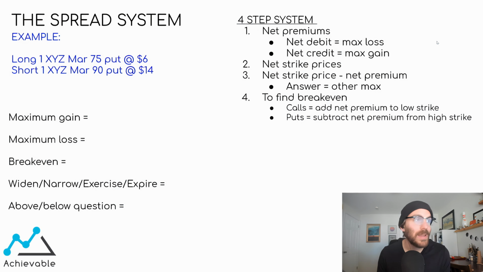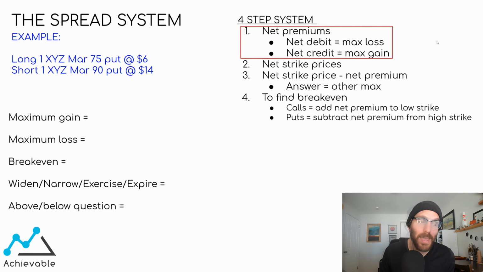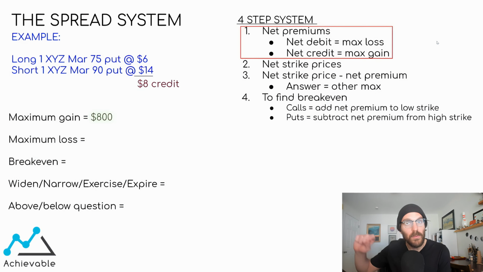First step, we're going to net out our premiums. And that's going to tell us actually either the maximum gain or maximum loss, depending on what we get. Now, the difference between 6 and 14 is 8. And because we sold the more valuable option, we have an $8 credit on our hands. This investor here starts the strategy receiving $800 right from the start, and that is their maximum gain. Remember, if you start with a net credit, that's your maximum gain. If you start with a net debit, that's your maximum loss.